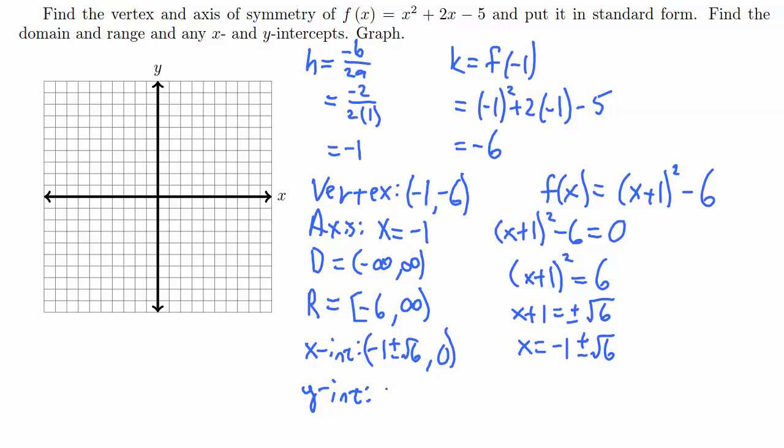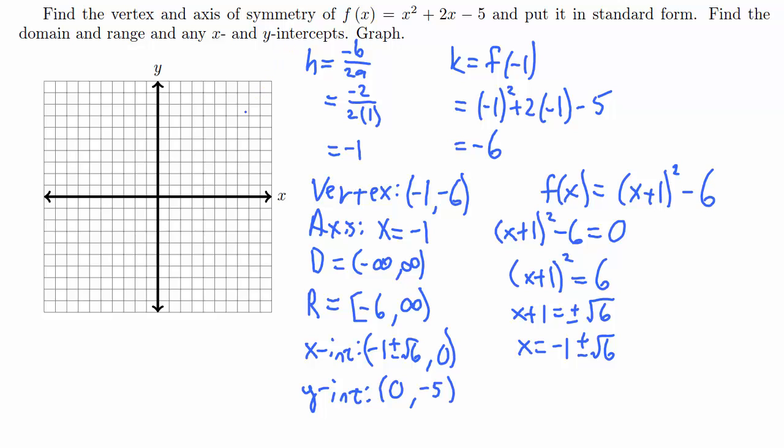Now, if we look at the y-intercept, well, that's always 0, comma, whatever the y-intercept is. Now, it's easiest to look at the general form, and that means that negative 5 is the y value here. So it's 0, negative 5. But if you're given the standard form and not the general form, just plug it in. 0 plus 1 is 1, 1 squared is 1, and then 1 minus 6 is negative 5. Fantastic. Okay, so we've found the vertex, the axis, the domain and range, and any x and y intercepts.